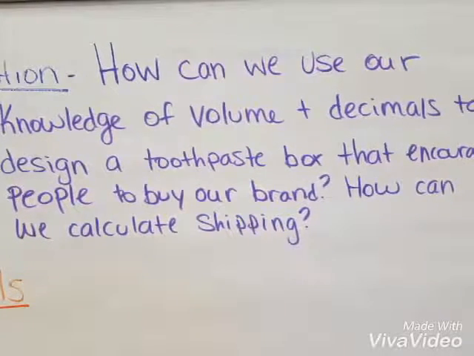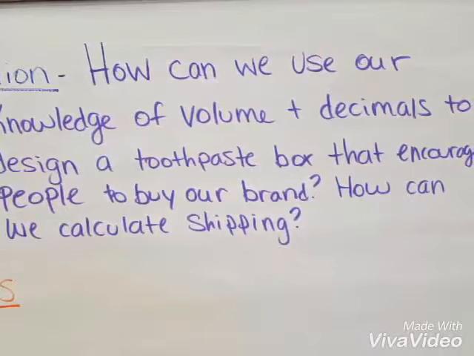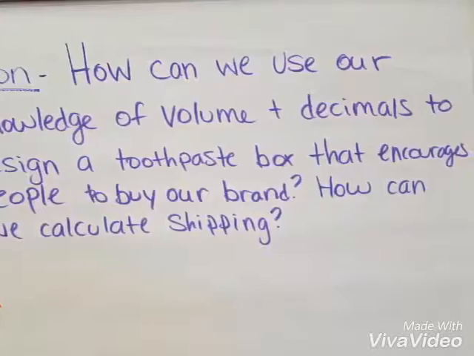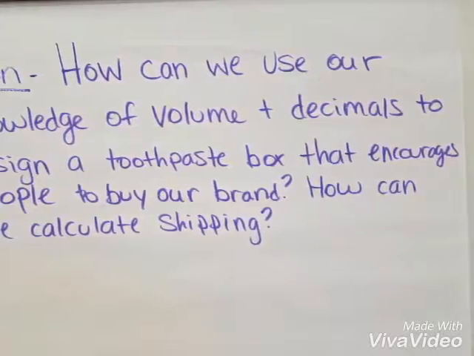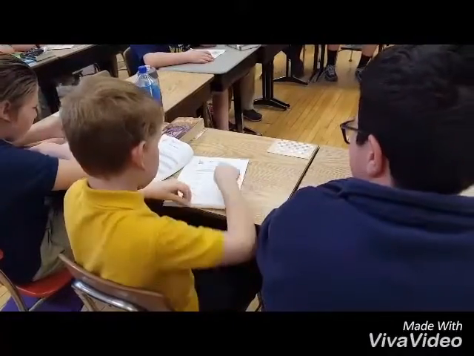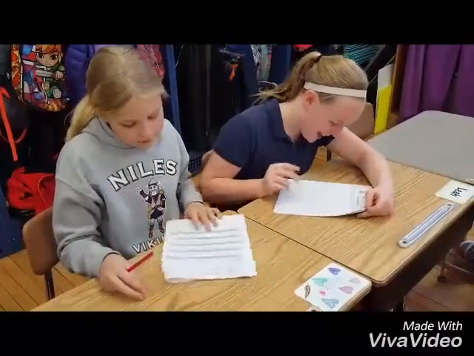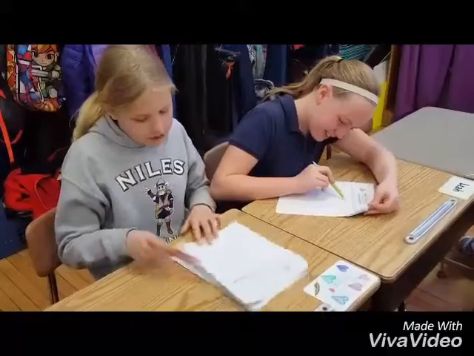For this particular task, students are asked to use their prior knowledge to design a toothpaste box, find the volume, and calculate shipping expenses. Now it's time for students to think about what skills need to be used to complete this task. They preview the task and discuss with their partner.